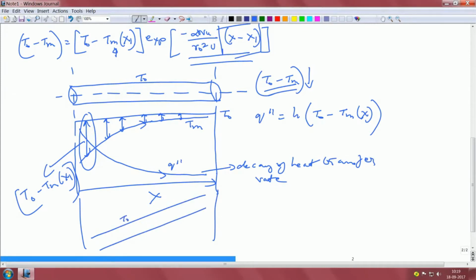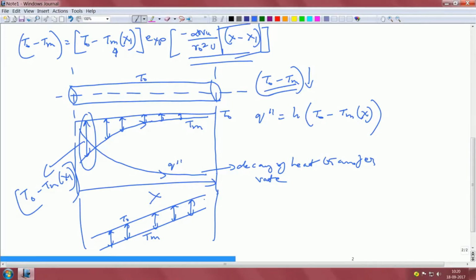So, that was your T naught and Tm, right. There was this constant difference always maintained. That is because Q double prime was a constant, and both of them increased in a constant fashion, right. They were like parallel lines essentially, because their slopes were the same, and actually the slopes were a constant. That is why we got the linear variation, right.